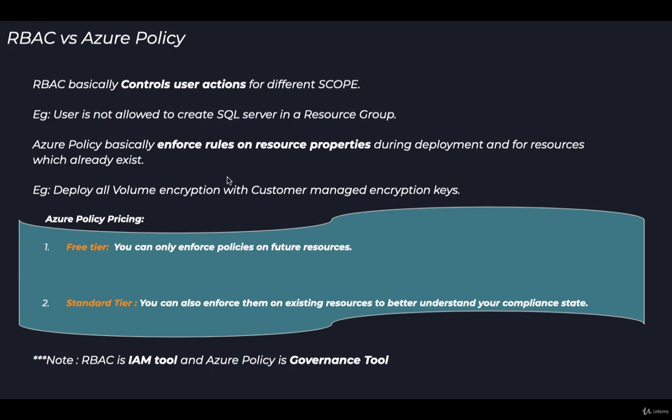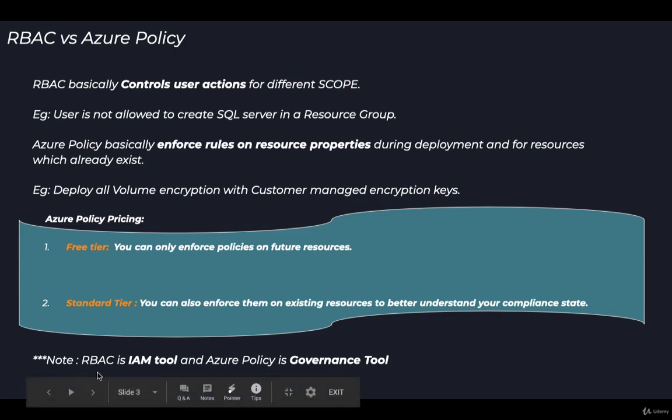And that is the organization standard, or you can say the organization has to obey the regulations. In that case, we can achieve this with the help of Azure policy so that there is no deviation. Azure policy comes in two ways. In the case of pricing, the free tier can only enforce policies on the future resources which you will be deploying, and the other is the standard tier, where you can enforce them on existing resources as well, so that you can understand your compliance state, or get a holistic view of the compliance. We have already discussed that RBAC is an IAM tool, while Azure policy in turn is a governance tool. So this is it, friends, in this lecture.